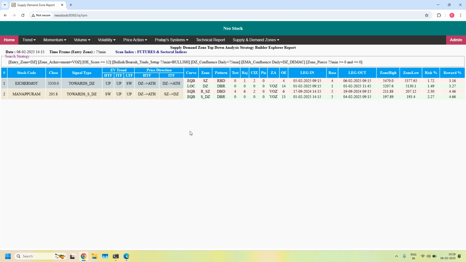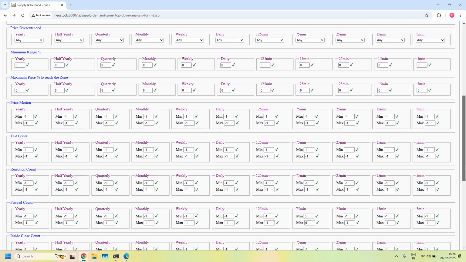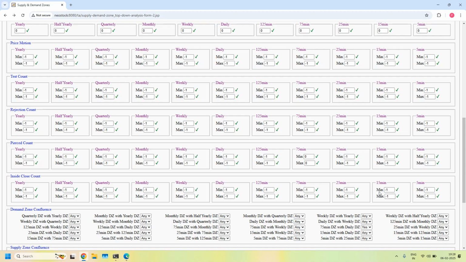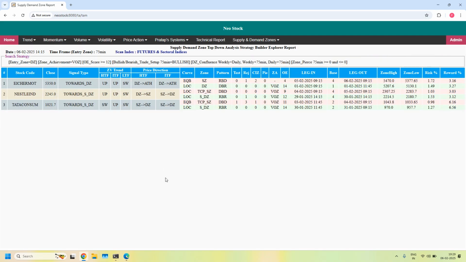Next, let us look for LTF, ITF and HTF demand zone confluence. Removing this ITF filter. In the demand zone confluence, 3 filters we have to set. First one is already enabled. Second filter, 75 with weekly demand zone confluence. Third filter, daily with weekly demand zone confluence. With all the 3 filters, we got 3 stocks.